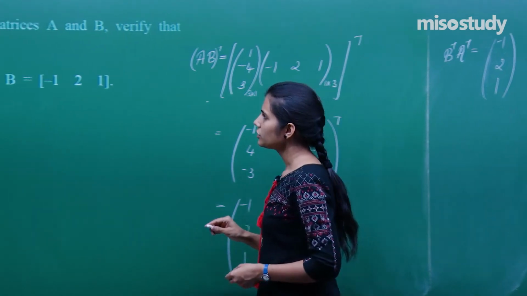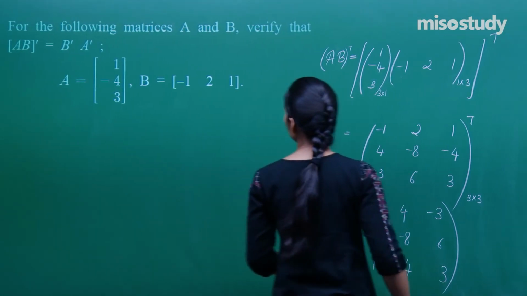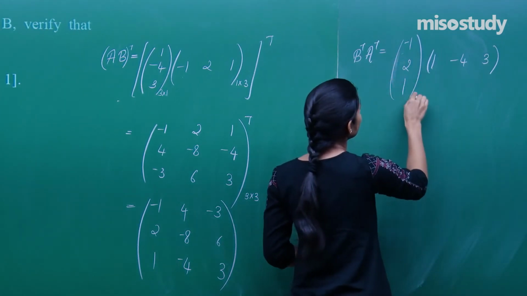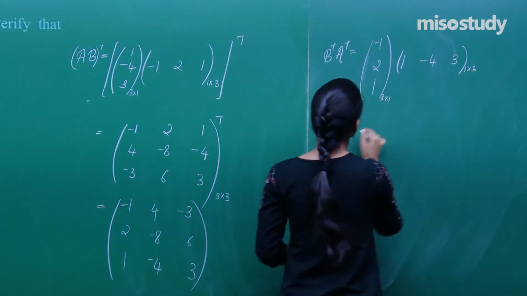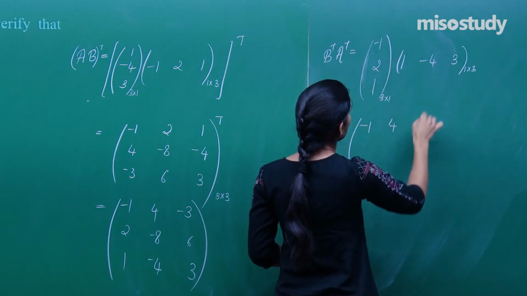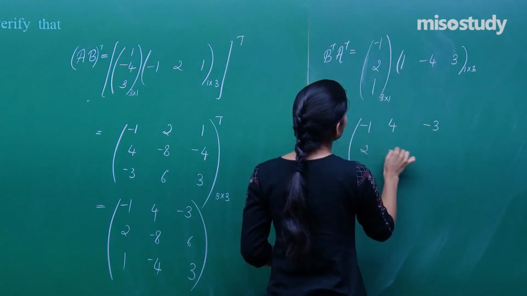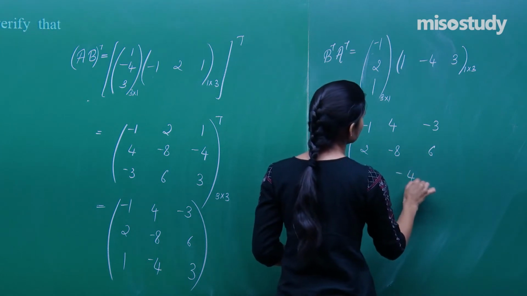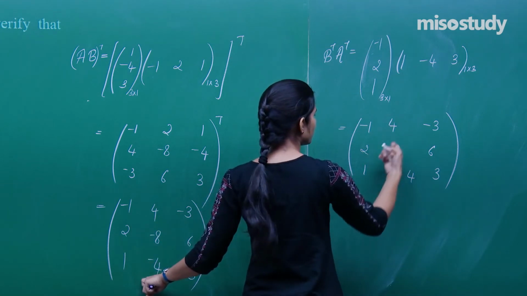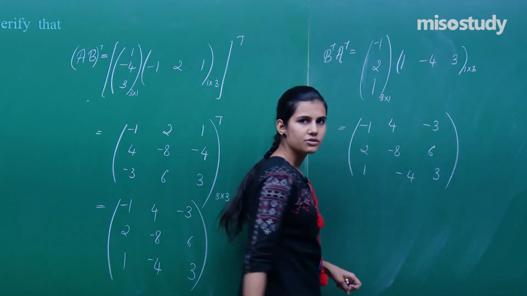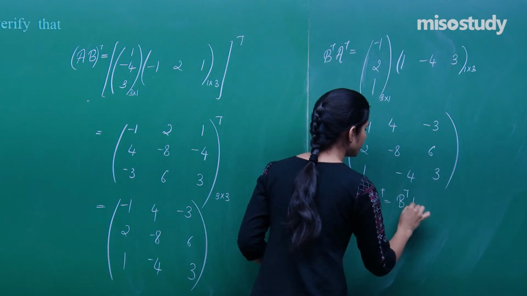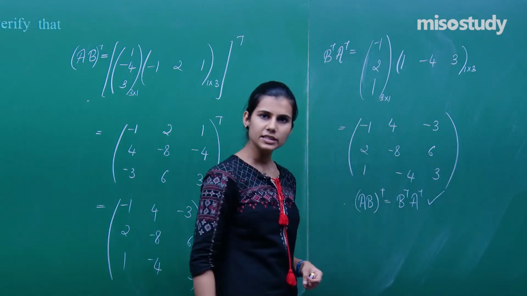And what is A? A is a 3 cross 1 matrix. This column is going to become the row 1, minus 4, 3. Again you can see this is a 3 cross 1 matrix and this is 1 cross 3, so the answer will be 3 cross 3. First row, first column, first row, second column, first row, third column, then 2 into 1, then minus 8, then 6, then 1, minus 4, 3. So you can see minus 1, 2, 1, 4, minus 8, minus 4, minus 3, 6, 3. So you are getting that (AB) transpose is B transpose A transpose, hence verified.